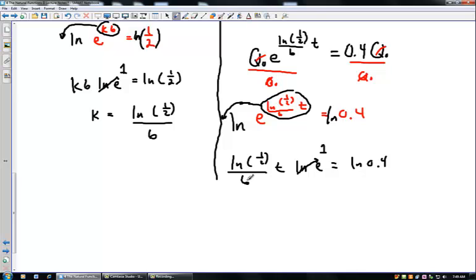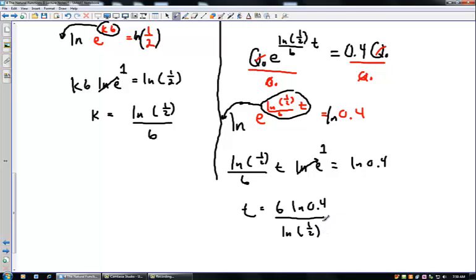I'm dividing by 6, so to move it over I multiply. And on top, I'm multiplying by ln of 1/2, so to move it over I'll divide. So t is going to equal 6 times ln of 0.4, and then divided by ln of 1/2.